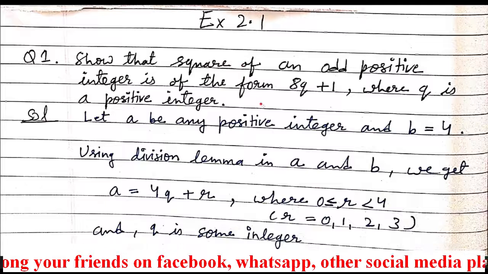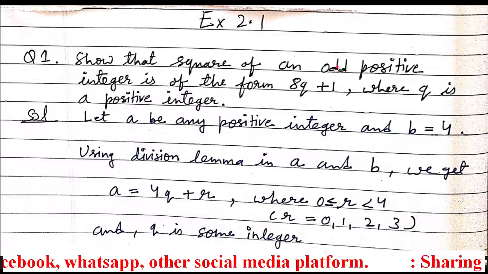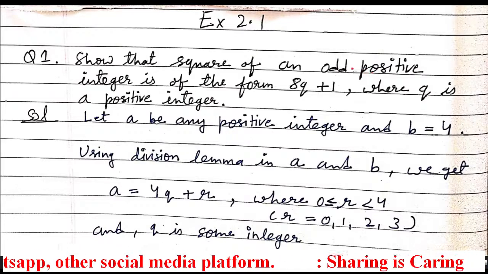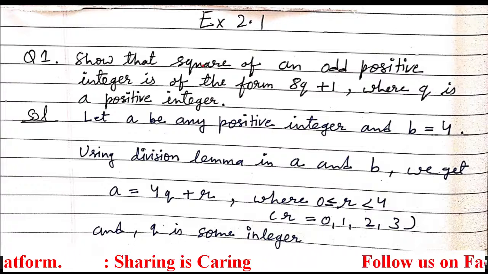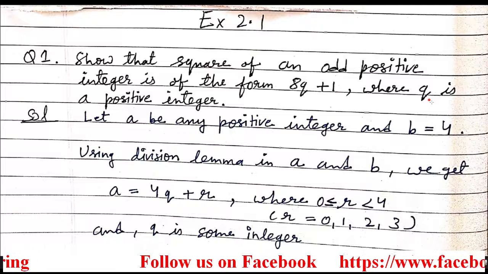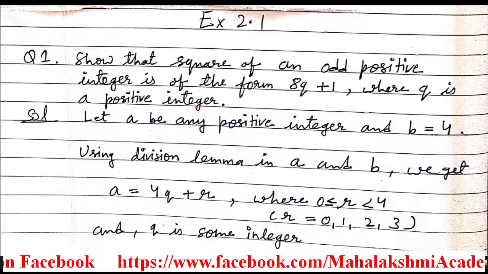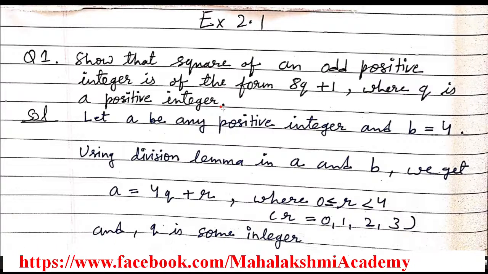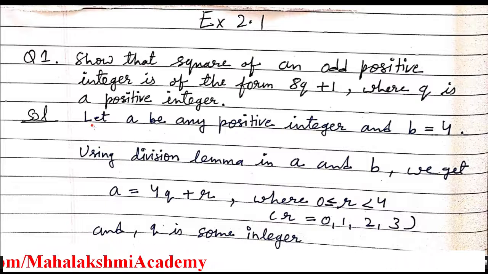So I hope the question is clear to you. First we have to take a positive odd integer and then do the square of that, and whatever answer comes, we can express in the form of 8q plus 1, where q is a positive integer. So this we have to prove. So we will take the help of Euclid's division lemma. In Euclid's division lemma, a and b are two integers. So first I wrote here, let a be any positive integer and b is equal to 4.